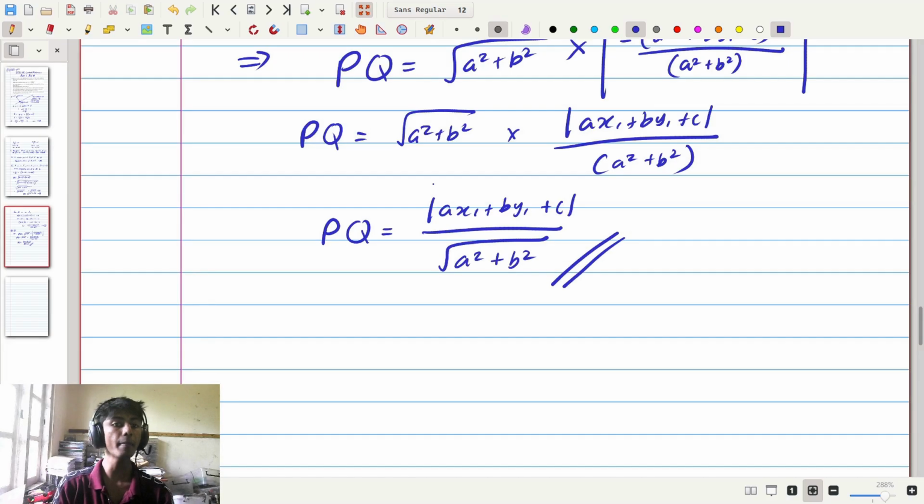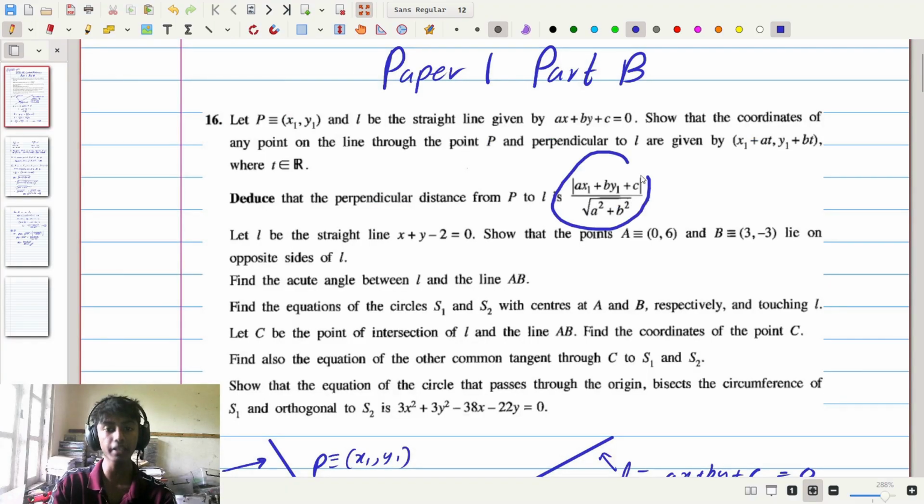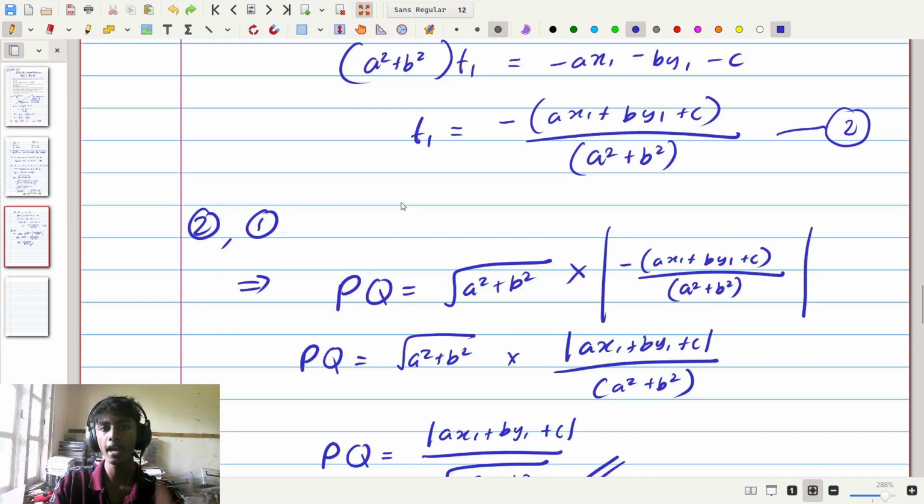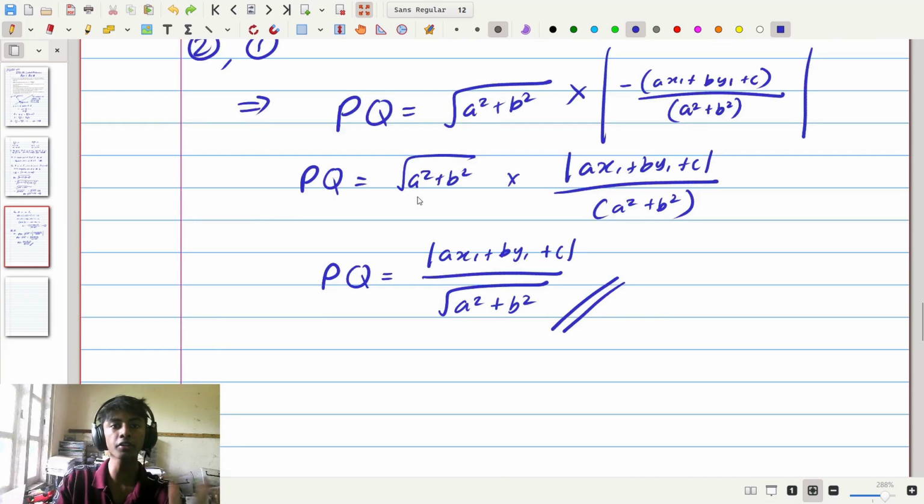We have found the perpendicular distance from the point P to the line L, which is PQ, which we've just found is exactly equal to the formula they gave us, modulus of AX1 plus BY1 plus C divided by square root of A squared plus B squared. Now here it's very important that you do it this way and not by directly substituting the known formula for the perpendicular distance of a point from a line in the form AX plus BY plus C equals 0.